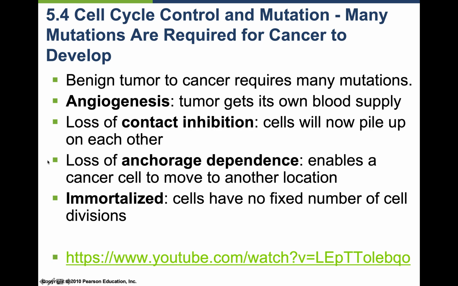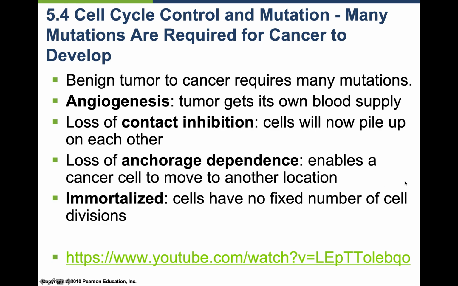It's never a good thing. The loss of contact inhibition: cells will now pile up on each other, whereas normal cells won't usually pile up on each other, or they'll pile up in a controlled manner, but that doesn't happen in tumors. They can continue to pile up. Not only do they pile up on each other, but there's this loss of anchor dependence.